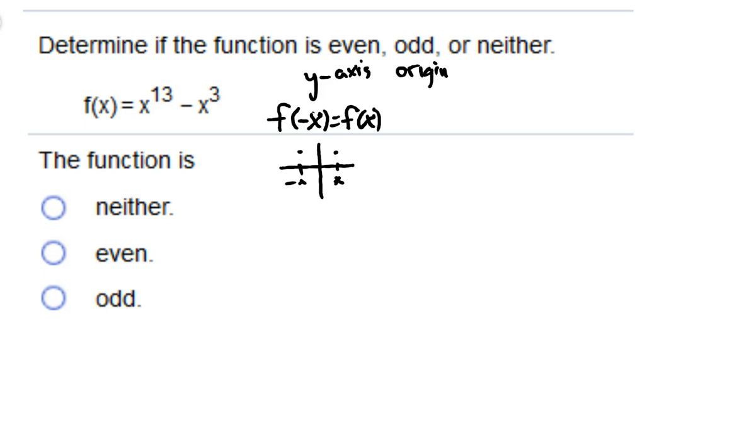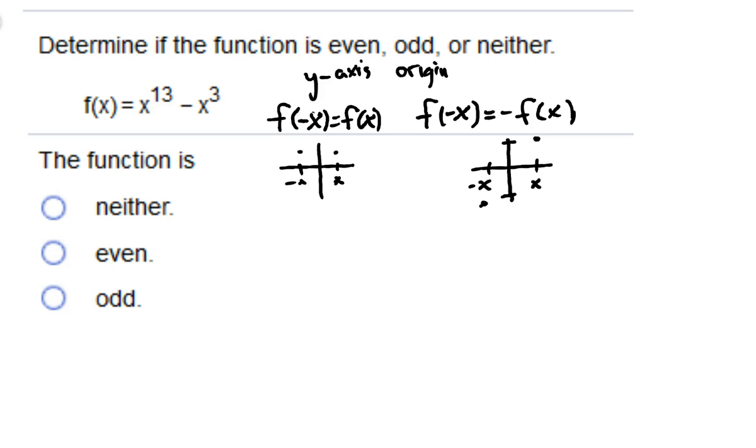For origin symmetry, symbolic representation would be f of negative x equals negative f of x. So this is where the x values are opposite, negative x and x. The y values are also opposite, one positive, one negative. So this would give you a mirror image over the origin.